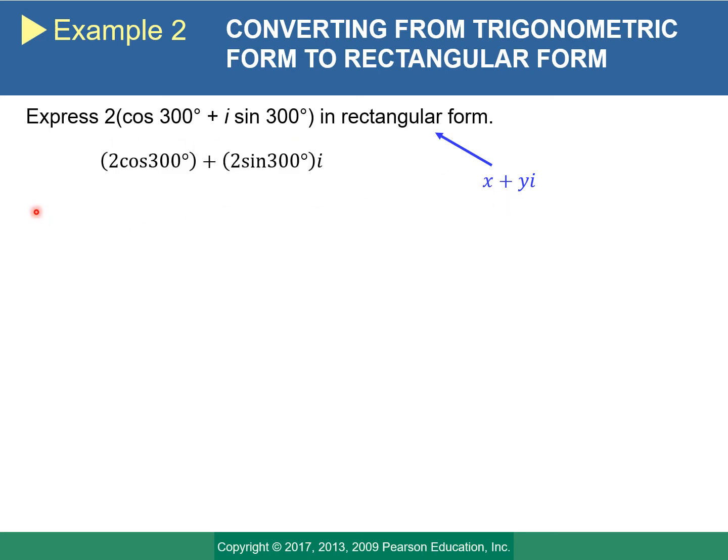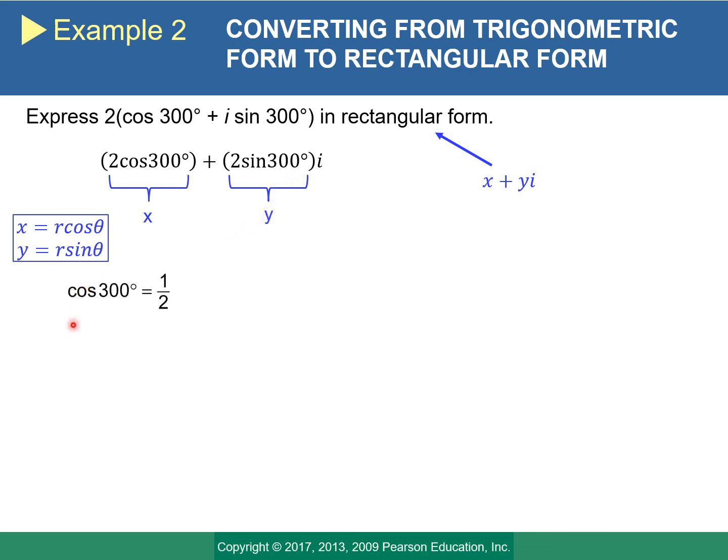So let's break this down. First, I would recommend that you distribute the number out front. This is actually your r value. So I just distribute it to 2 cosine 300 degrees and then plus 2 sine 300 i. And then remember what we talked about. R cosine theta is x. So this quantity right here, this whole thing, 2 cosine 300 is x. And then r sine theta is y. So this whole quantity, 2 sine 300, equals y. So let's figure out what those values are.